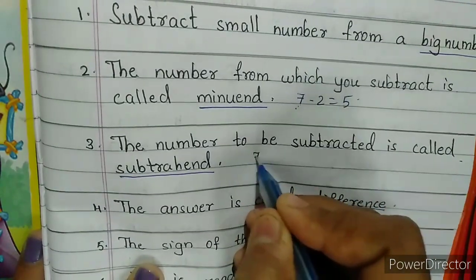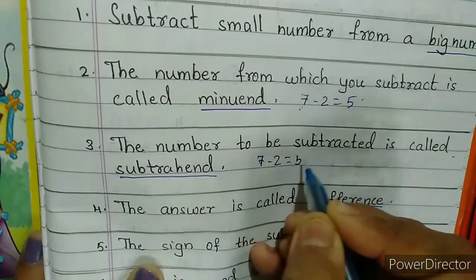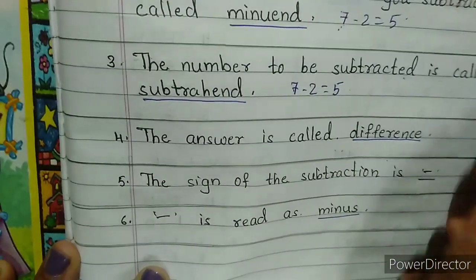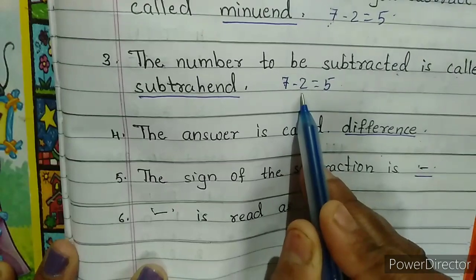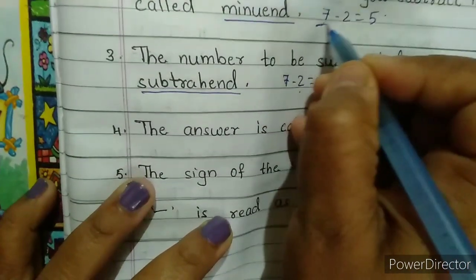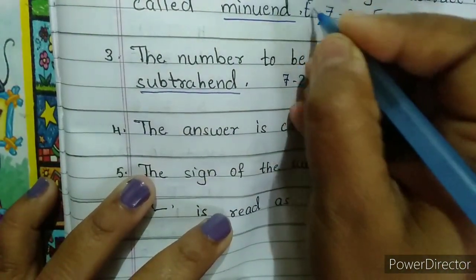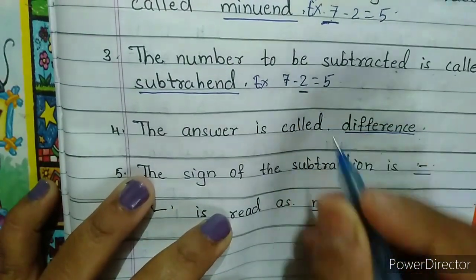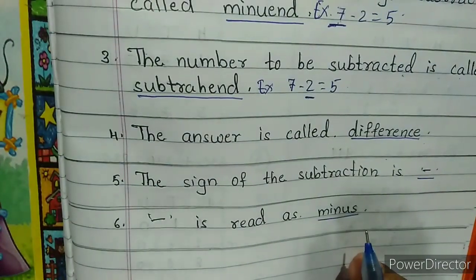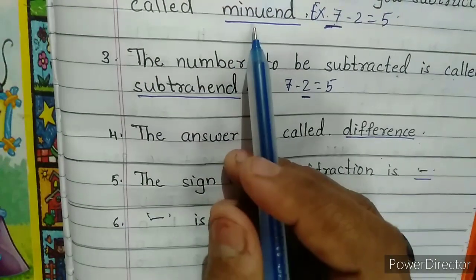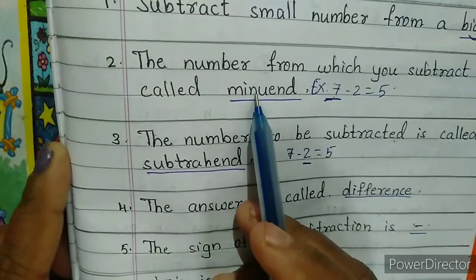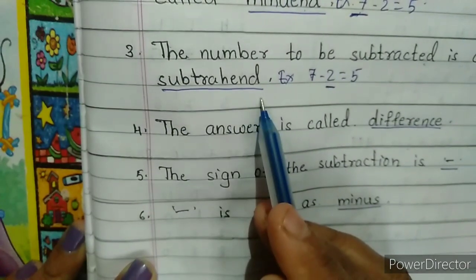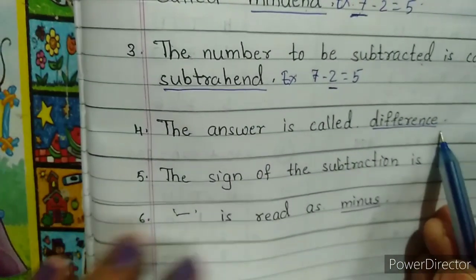Now, I will take the same number. The number to be subtracted is called the subtrahend, 2. Here 7 is the minuend and here 2 is the subtrahend. Okay, read with me. Minuend, subtrahend. The answer is called the difference.